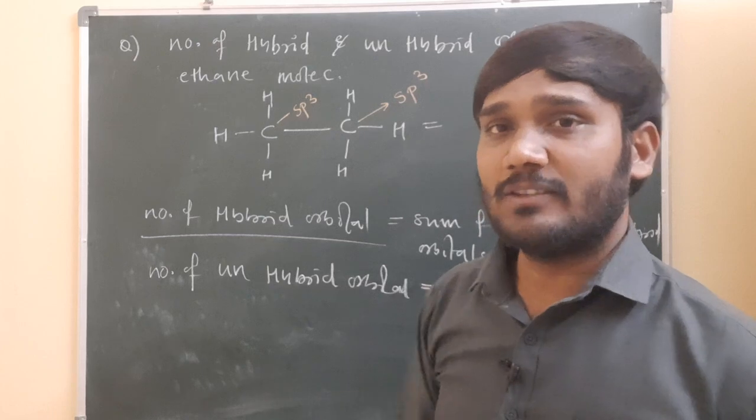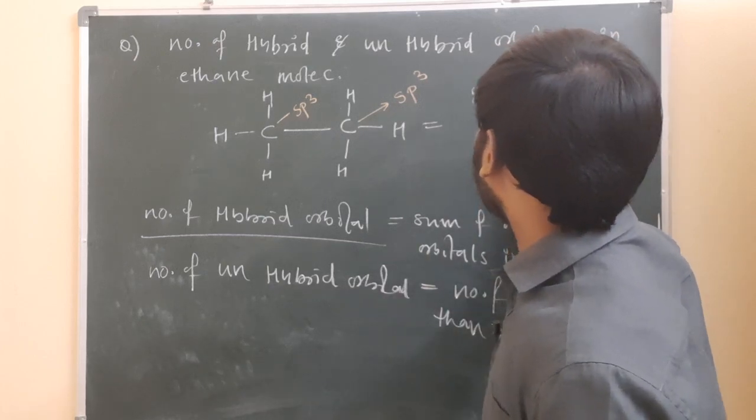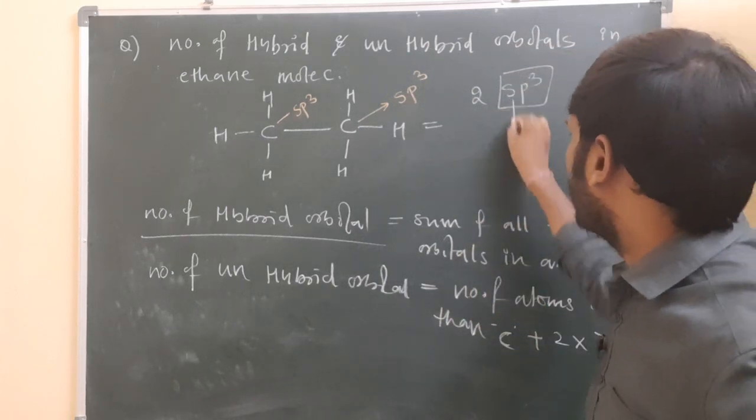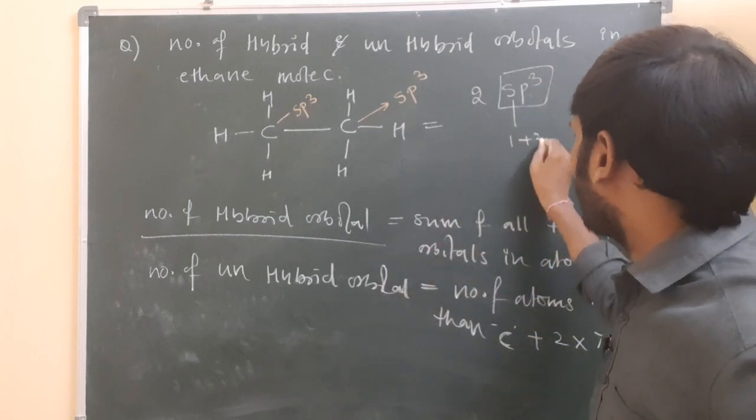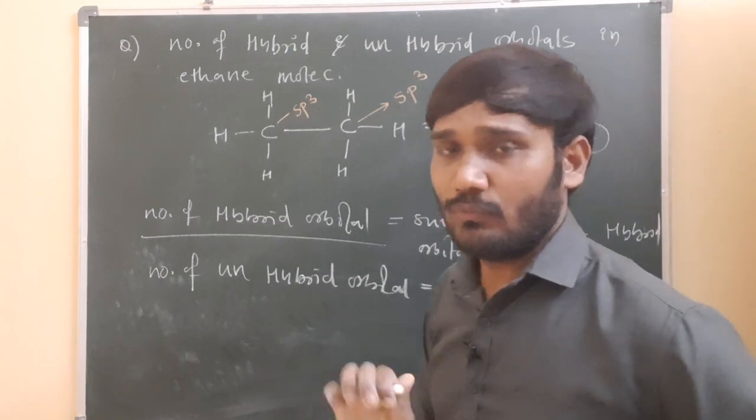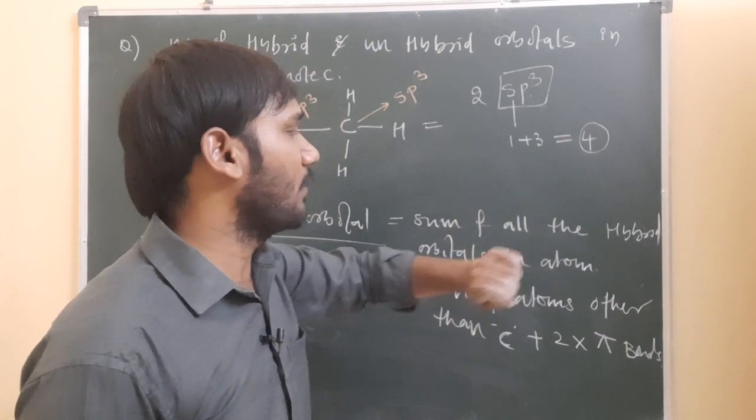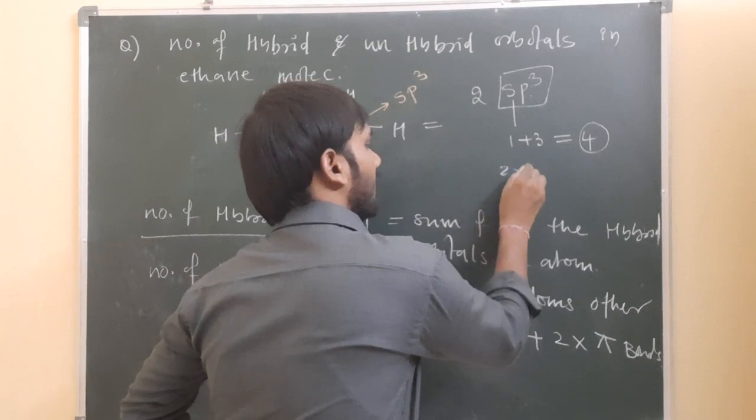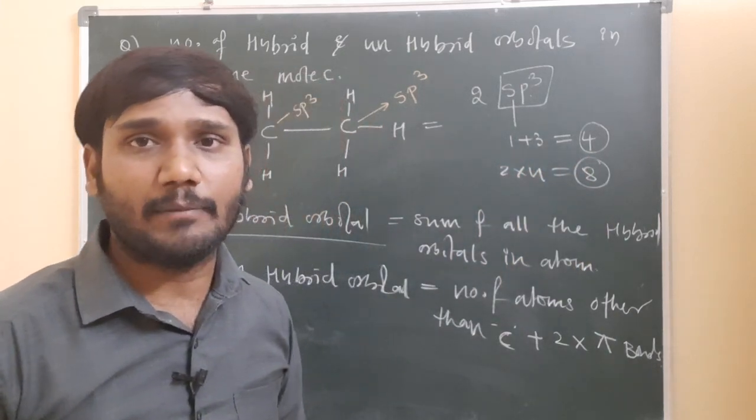Clear? How many sp3 orbitals? 2 sp3 orbitals. Once you see sp3, how many hybrid orbitals are present? 1 s orbital and 3 p orbitals. So 1 sp3 is nothing but 4 hybrid orbitals. And how many such sp3 are there? 2. That means 2 into 4, so 8 hybrid orbitals are present.